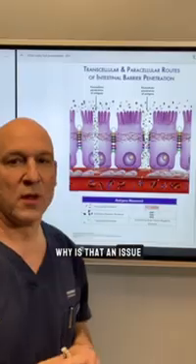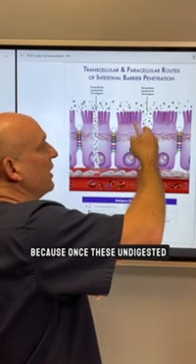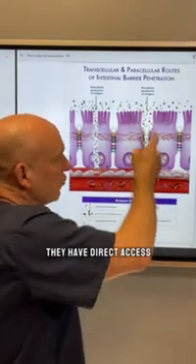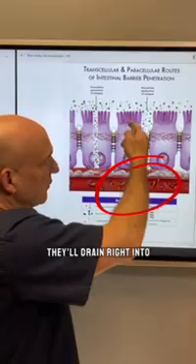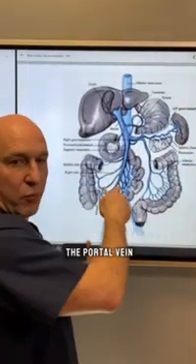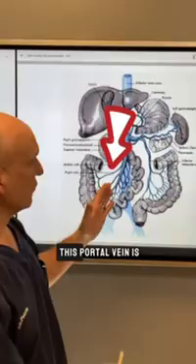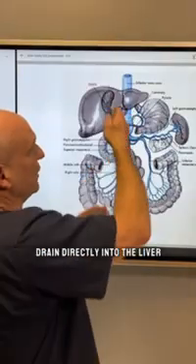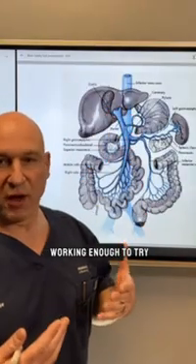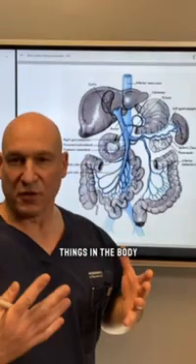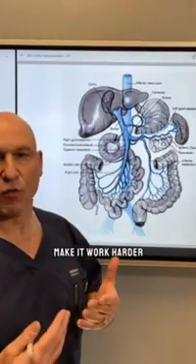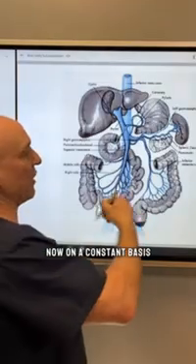Why is that an issue? Because once these undigested food particles pass through the breach in the cellular layer, they have direct access to circulation. They'll drain right into this blood vessel here, which is known as the portal vein. The importance of this portal vein is that it will first drain directly into the liver. Your liver is already working enough to process things in the body, and it doesn't need to be burdened by additional things that make it work harder. But that's what happens now on a constant basis.